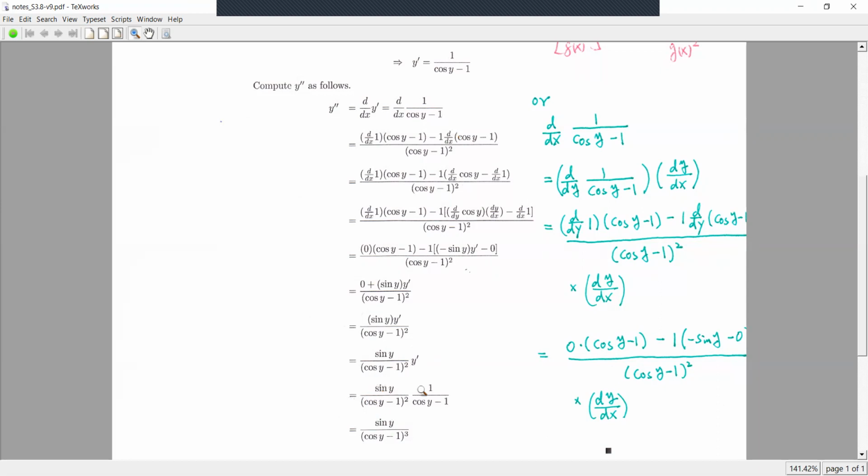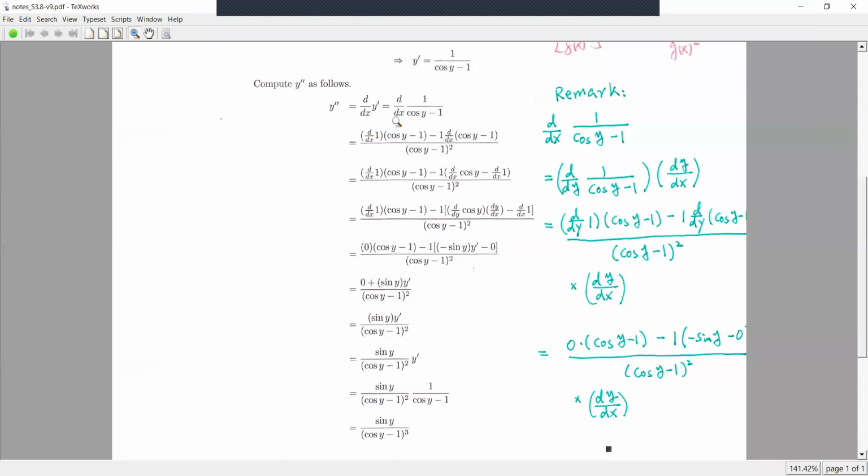A fraction times a fraction. Numerator times numerator, it is sine of y. Denominator times denominator, it is cosine of y minus 1 to the third. This is the answer to the second derivative of y.